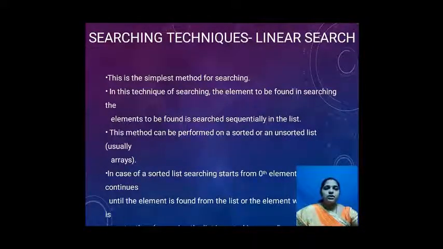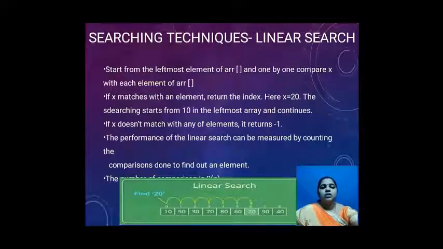So our first method is the linear search. In this technique, the element is found by searching sequentially in the list. It can be used in sorted arrays, and in the case of a sorted list, searching starts from the zeroth element and continues until we find the element in the list. So this is an example of the linear search.